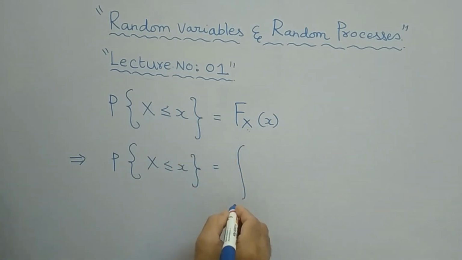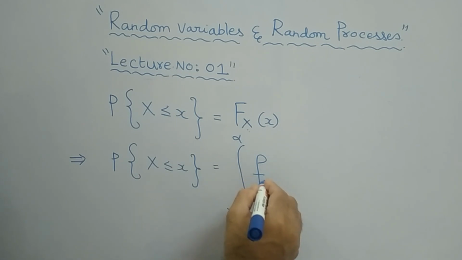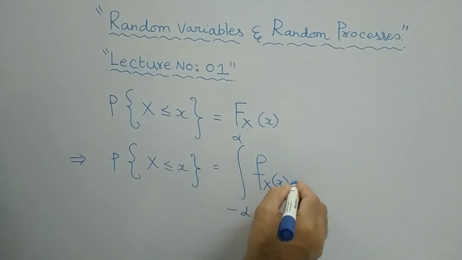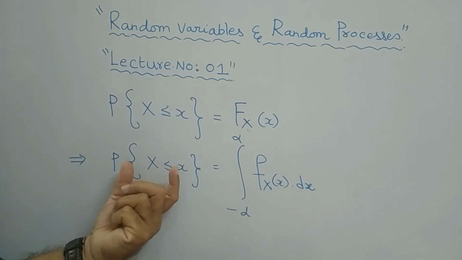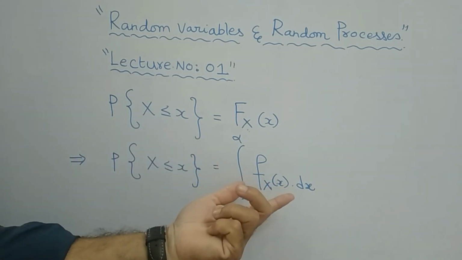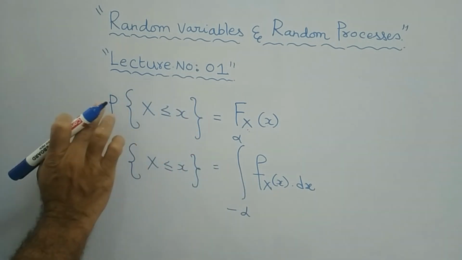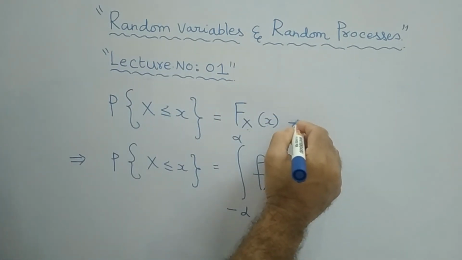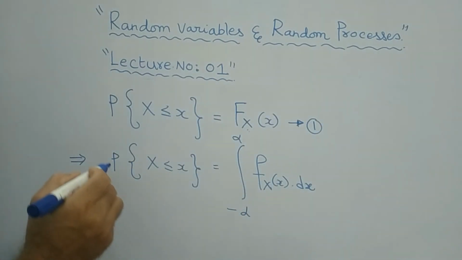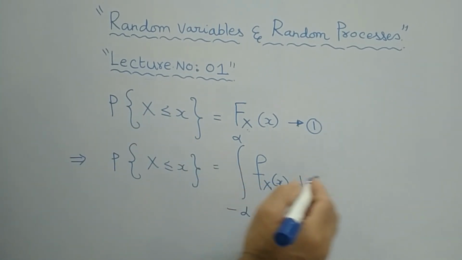You can write it as the integral from minus infinity to plus infinity of small f of x into dx, right? This is the probability of the event, and it can also be represented like this. This is one definition of the probability of an event. Call this, say, equation one for the time being. And the same probability of the event can also be given by this.